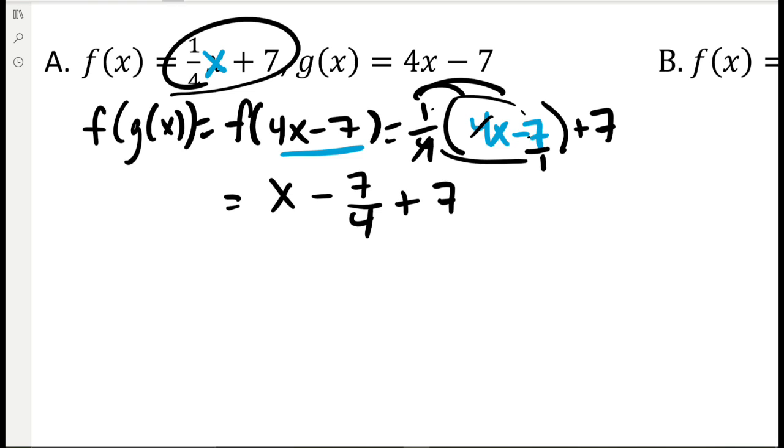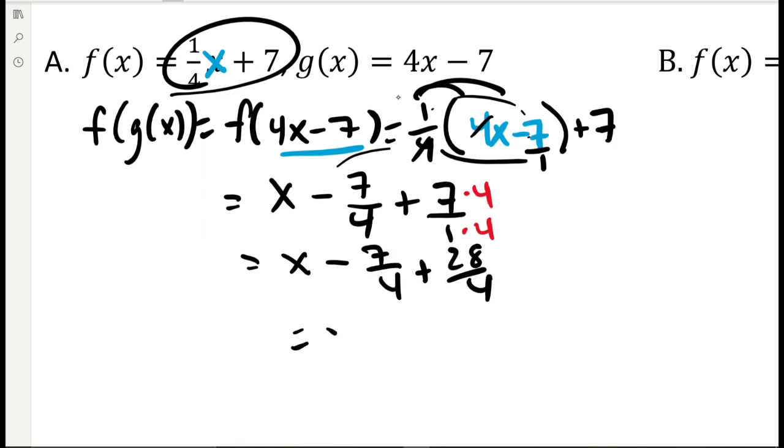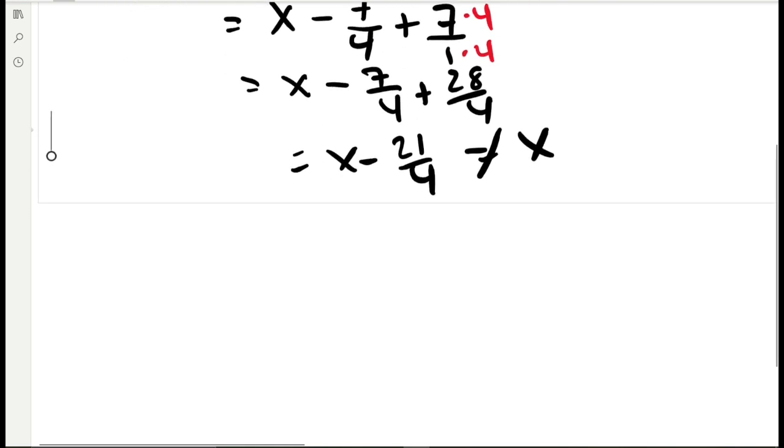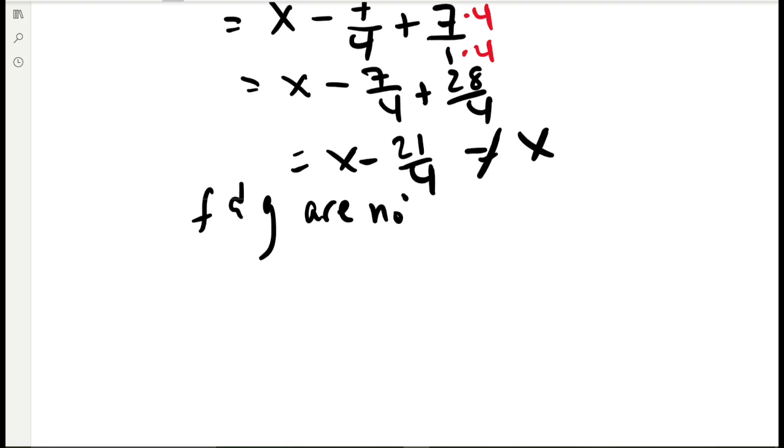All right, so we have x, and we got this weird thing in the very end. We got to combine those two fractions together. So let's give this a common denominator of 4. So we have minus 7 over 4 plus 28 over 4, which is x plus 21 over 4. So this is clearly not equal to x. So we can stop here and say that they're not inverses. So f and g are not inverse functions of each other.